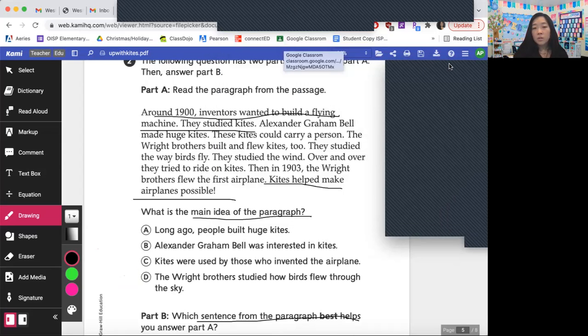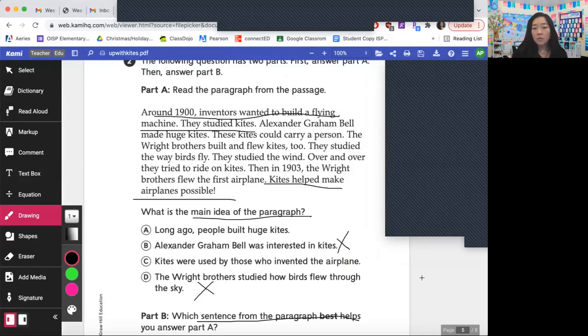The Wright brothers studied how birds fly. The Wright brothers studied how birds flew through the sky. That is true. They did study that, but I don't think that's the main idea. Alexander Graham Bell was interested in kites, but we want to know about flying machines. Which one is the only one that tells us about airplanes? Because we want to know that kites helped make airplanes possible. They wanted to create a flying machine. They wanted to create an airplane. So which of those talks about an airplane?